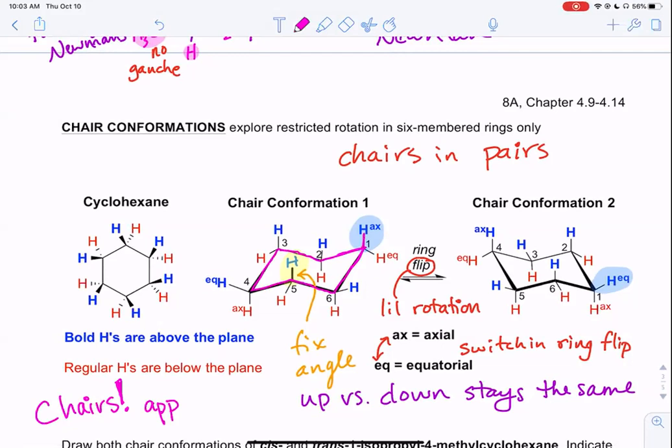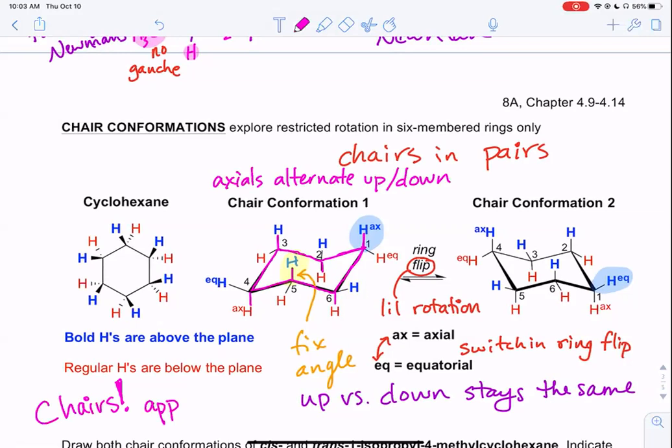And if I draw the axial up on one carbon, that means it's going to be down on the next, and it's going to be up on the next and down on the next. So my axials alternate up and down. And that's exactly the same on both of them.